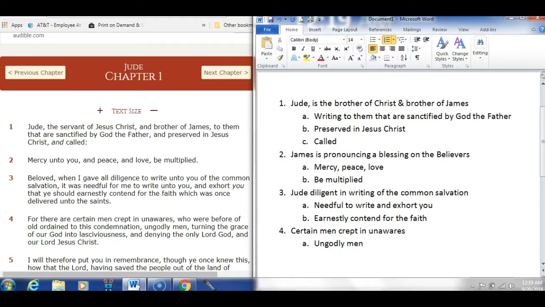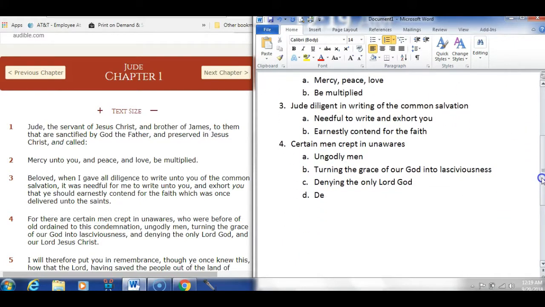Ungodly men, what did they do? Turn the grace of our God into lasciviousness and denying the only Lord God. And he was also denying our Lord Jesus Christ.